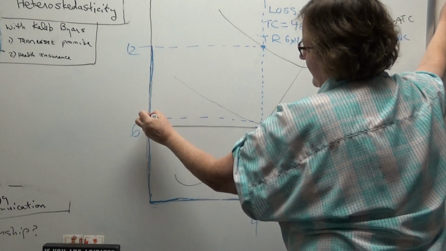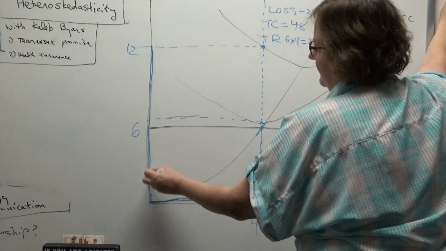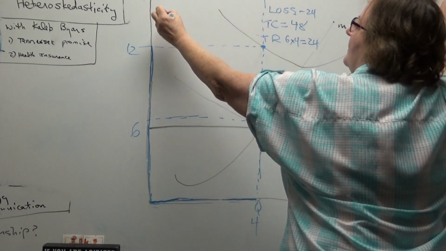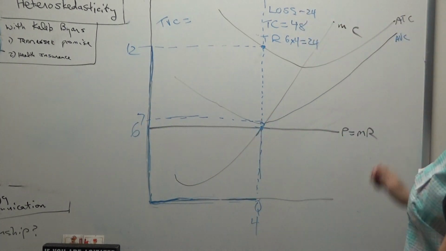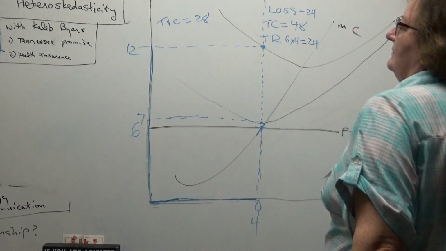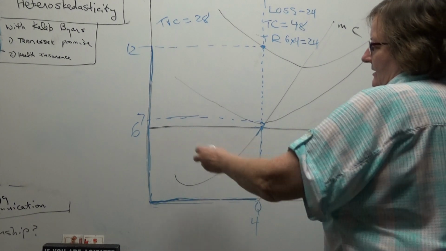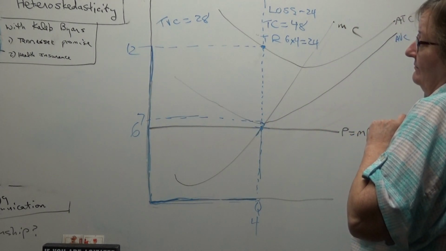So average variable costs are this tall times the quantity would give us total variable costs. So total variable costs, shall we say that's 7? So 7 times 4 is 28. So now we need to know basically how much the fixed costs are.